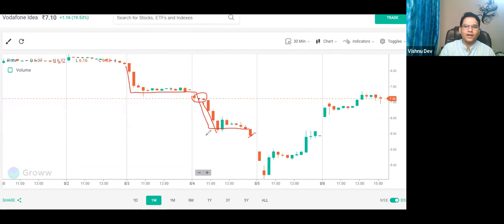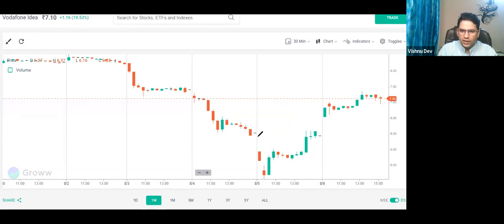But what happened on the 4th? Why is there a gap between these two candles, sir? One red candle and one red candle. That is what I'm saying. I've already discussed it once: this gap is called gap down opening. What's the meaning of gap down? Sir, I heard this word in the previous year, but I'm not able to recall.